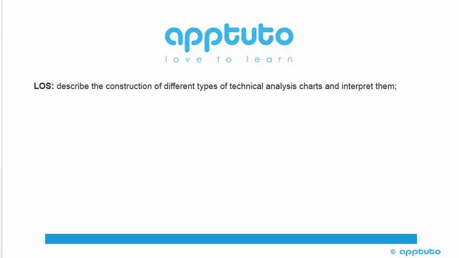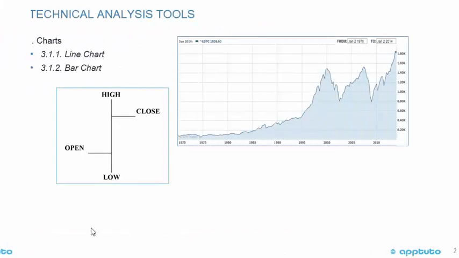This LOS is to describe the construction of different types of technical analysis charts and interpret them. Technical analysis tools. Now we're going to look at charts, and the first chart we're going to look at is the line chart.